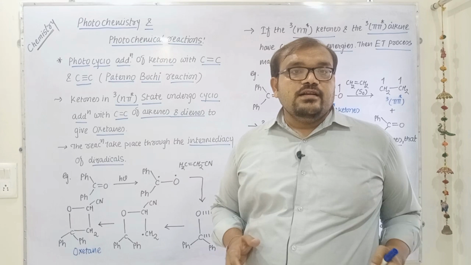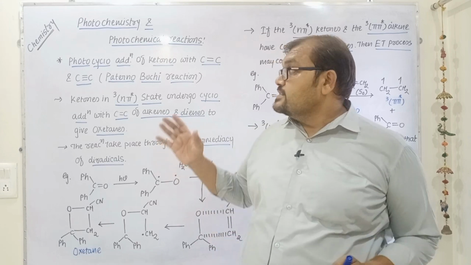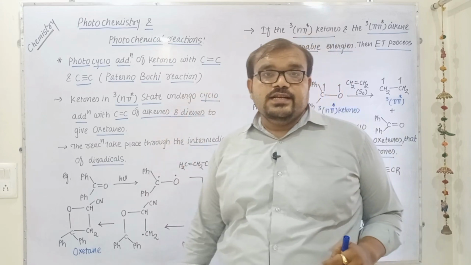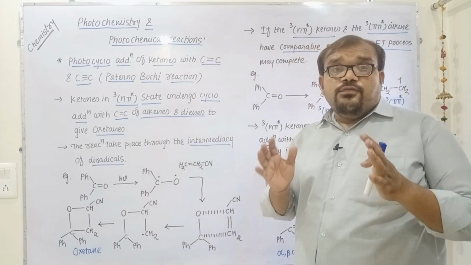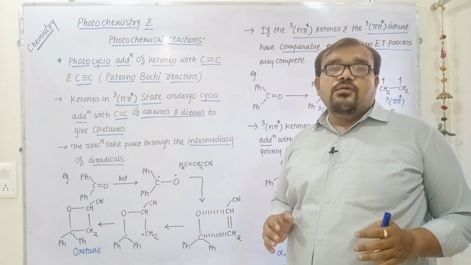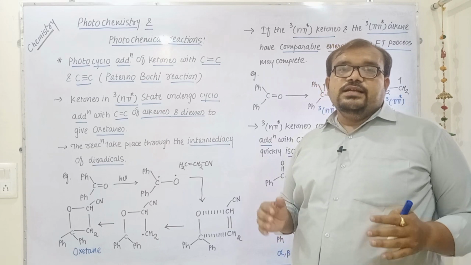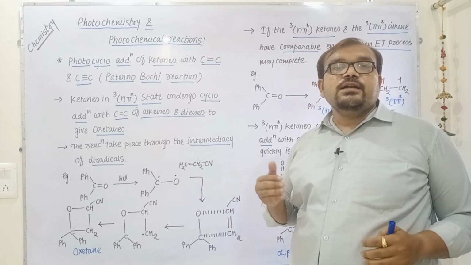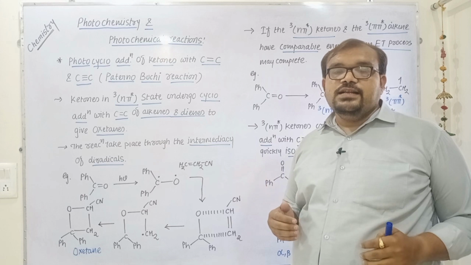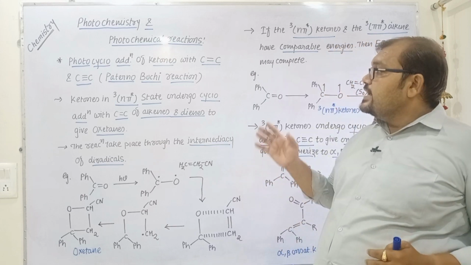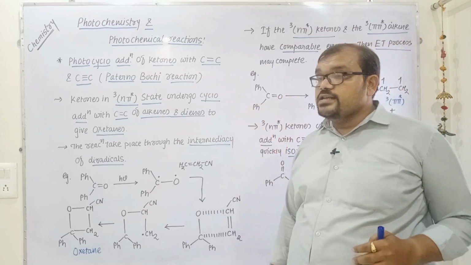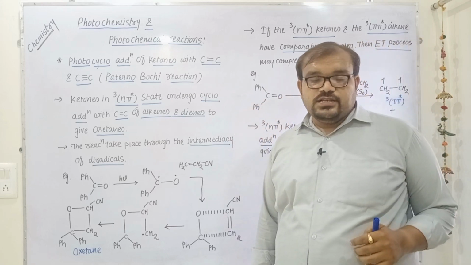So let us start today's topic, that is photochemical reaction, right? When photocycloaddition of a ketone is carried out to a carbon-carbon double bond, that is alkene, or a carbon-carbon triple bond, that is alkyne, then such a reaction is known as the Paterno-Buchi reaction.